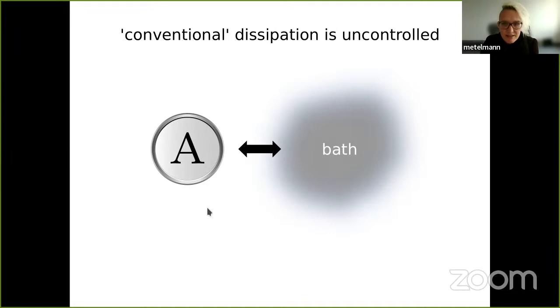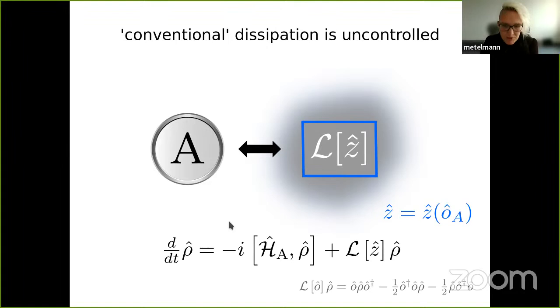If we have a coupling to the bath and we can assume that the bath is large, we model such a system in the framework of Lindblad master equations under the Born-Markov approximation. And this is just a reminder. So this is how the master equation looks like. So the evolution of the state of the system.